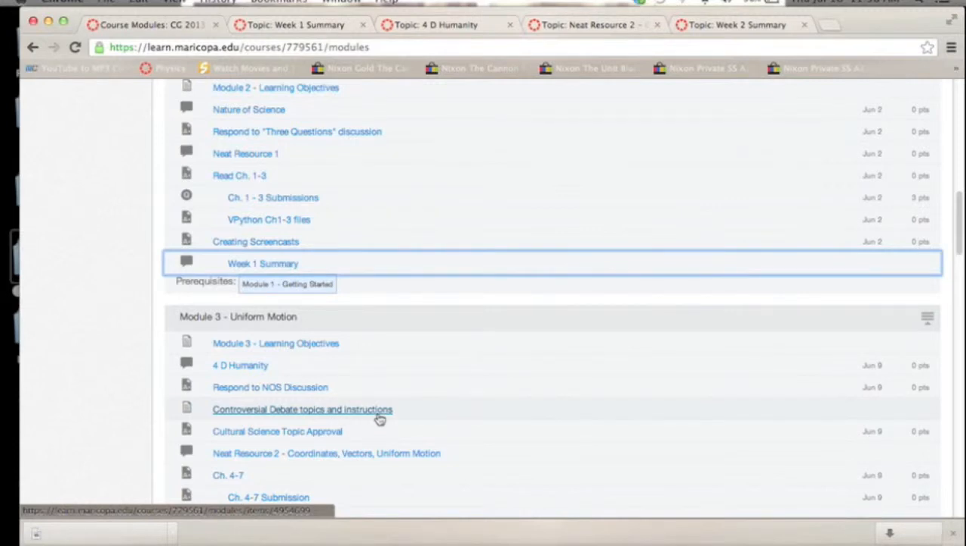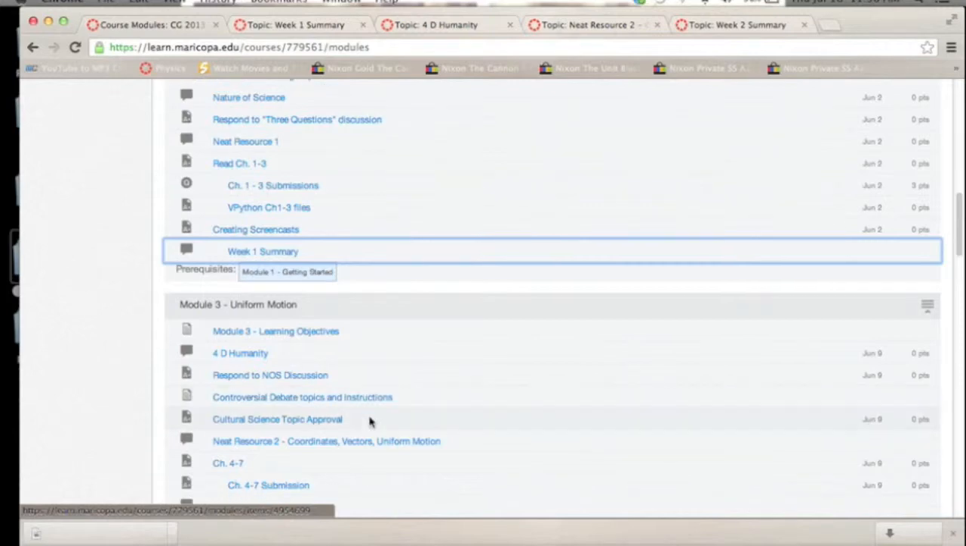So we had to determine which controversial topic we wanted to do, and do some simple research on it, and then list the ones that we wanted to do. Then we had to get our cultural science topic approved by David, and I decided to do Biosphere 2, and he approved it. So Neat Resources 2 was the next thing.